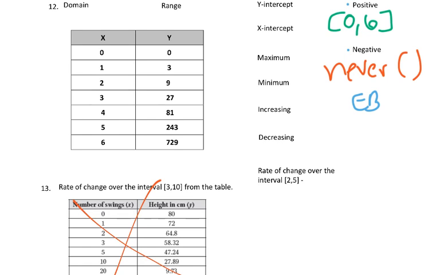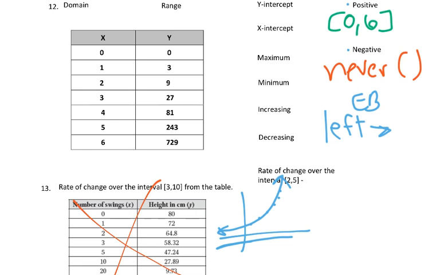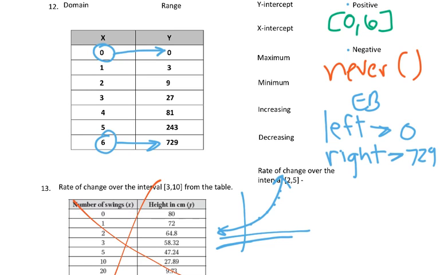With end behavior, if I were to graph this one, it would actually be an exponential if I connected the dots. It wouldn't get below a certain asymptote, but we don't know that. So as it goes left, the leftmost point is going to 0, and as it goes right, the rightmost point is going to 729. Because I didn't know if it was going to be exponential and continuous, I have to assume it's discrete, because that's all I can say about it.